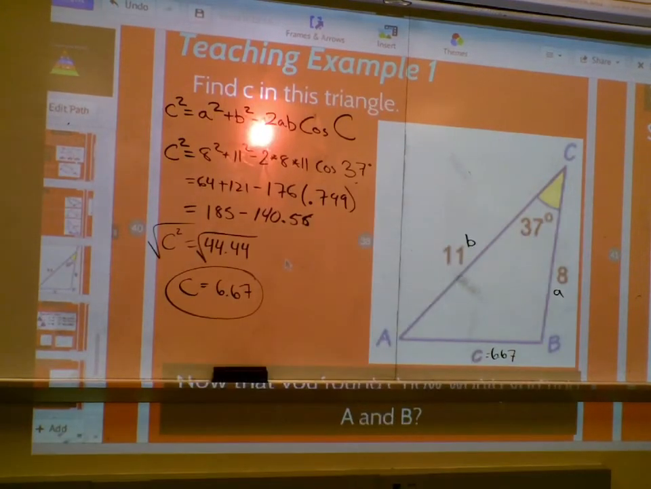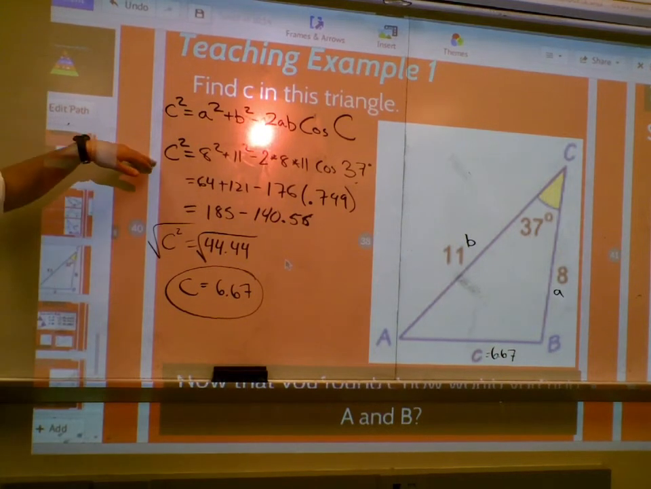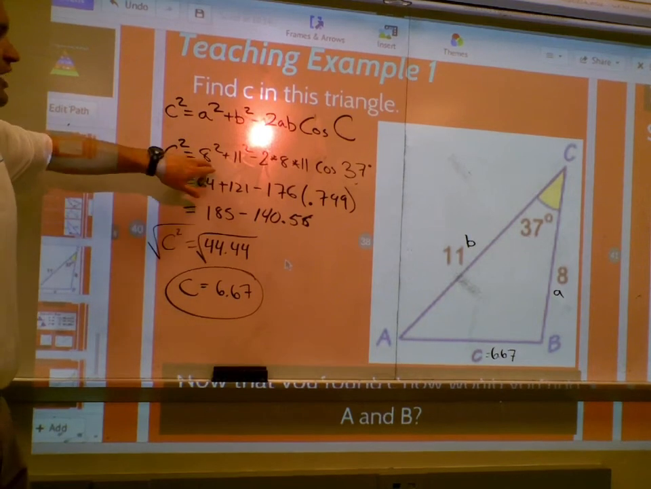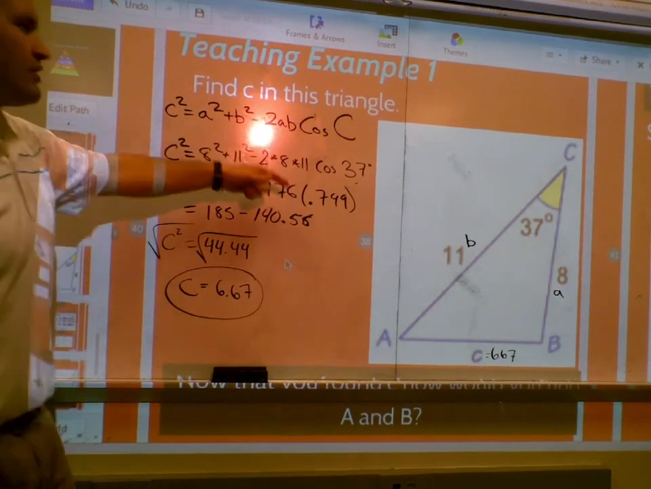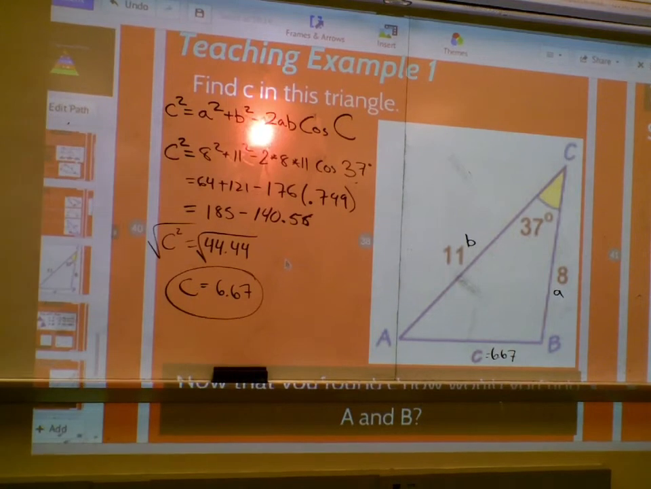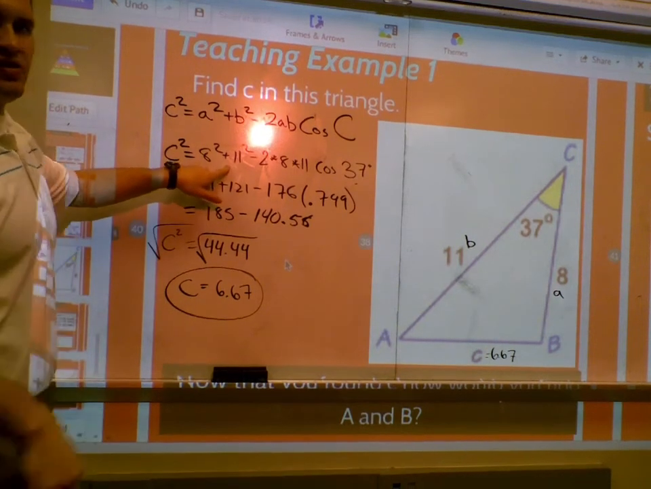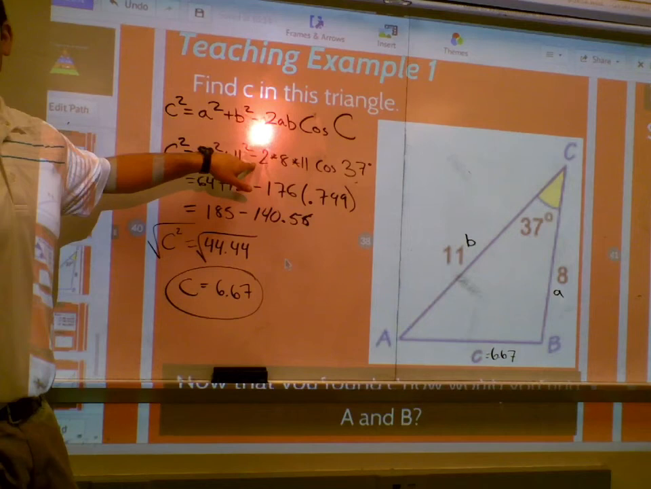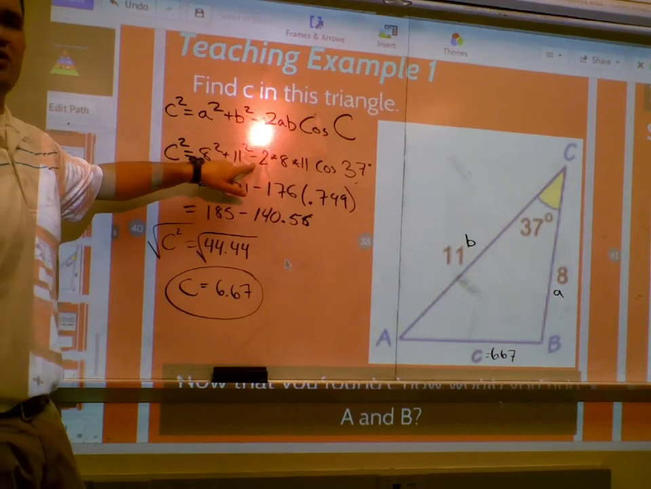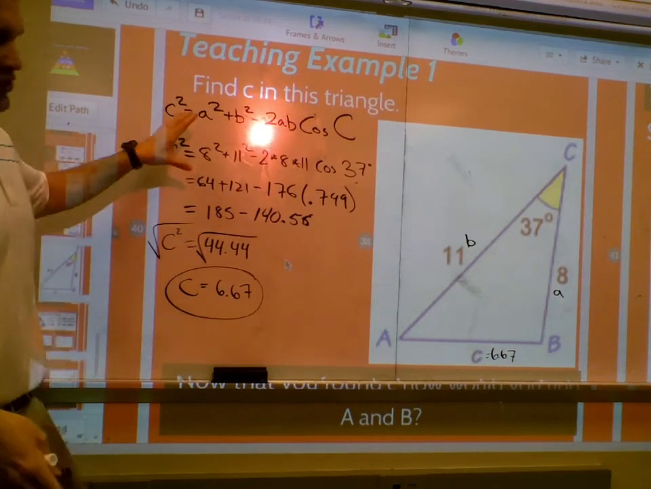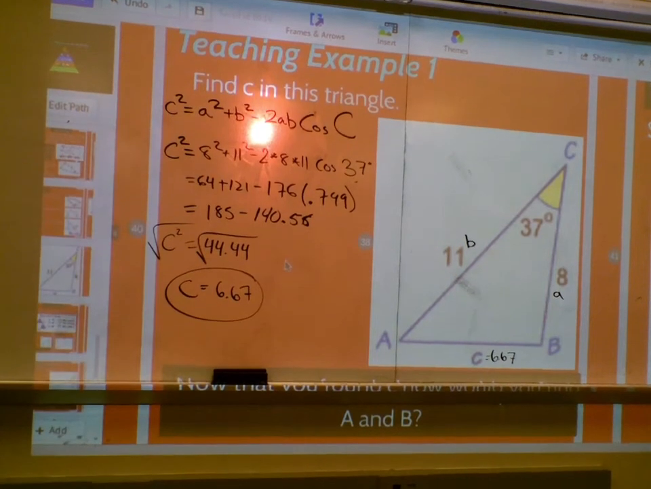Does that make sense, guys? Yep. Okay. Now, could I have just plugged this all in one step and got my answer? Yeah, you can literally do 8 squared plus 11 squared minus 2 times 8 times 11 times cosine 37. You can do it all in your calculator. Just type it in as you see it, and it will work, assuming one, you're in degrees, and two, you use the right signs. Don't put a multiplication here. Make sure it's addition. Make sure this is a minus sign, not a negative sign. Remember, there's a difference on our calculator. You can do it all in one step as long as you punch everything in correctly, and it will give you the correct answer.